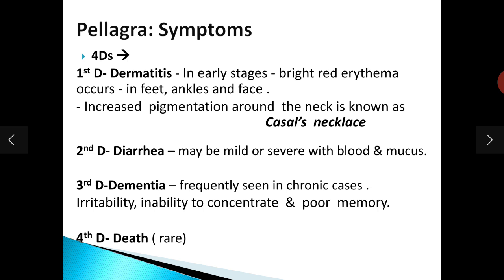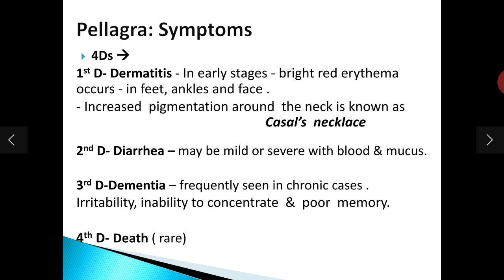The 4Ds: the first D stands for dermatitis, the second for diarrhea, and the third for dementia. If it is chronic and untreated, it leads to death, which is very rare. The first D is dermatitis, mainly in the early stages. There you see bright red erythema on the feet, ankles and face. Increased pigmentation around the neck looks like a necklace, so it is called Casal's necklace.